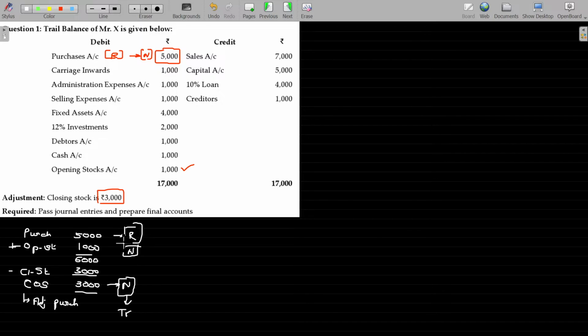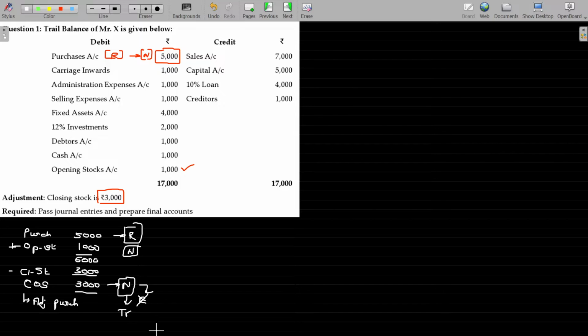Same logic is applicable here also. Purchases are either real or nominal. And when you adjust the opening stock and closing stock with the purchases, the ultimate purchases is always a nominal account only. You should not have any confusion. Sir, is it nominal or real? No, this will always be a nominal account only. The cost of sales, where we have not added the profit. Opening stock plus purchases minus closing stock will be called cost of sales or adjusted purchases. That will always be a nominal account.